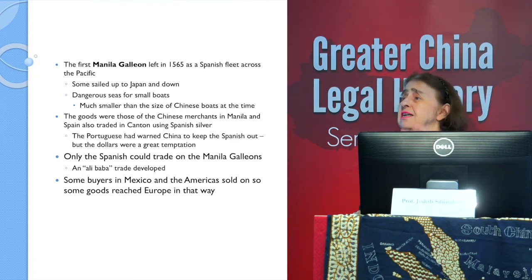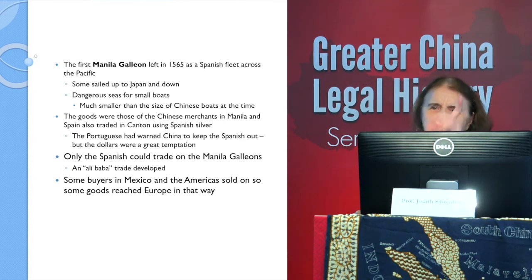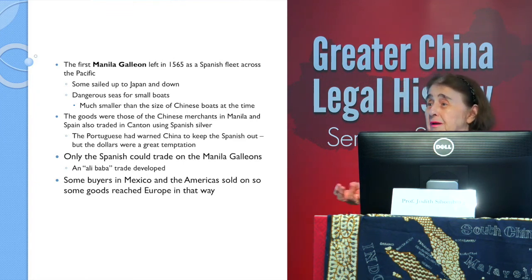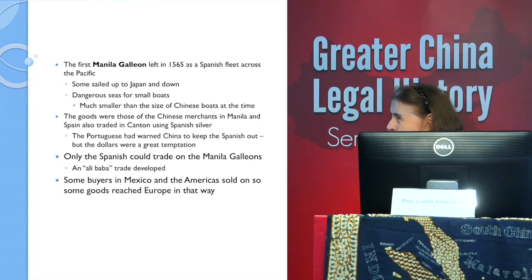And so the Portuguese went up to China and said, don't deal with those Spaniards. Can't trust them. Not nice people. But of course, Spanish dollars were more important than listening to these Portuguese merchants. Alibaba trade. Do you know what an Alibaba is? Not of 1,000 thieves. Do you know Alibaba?